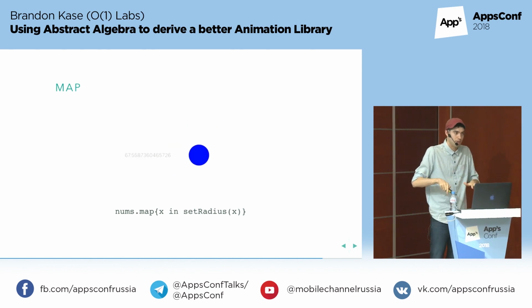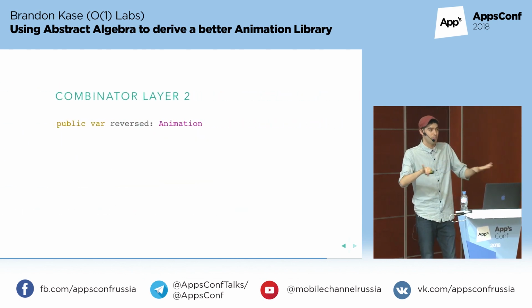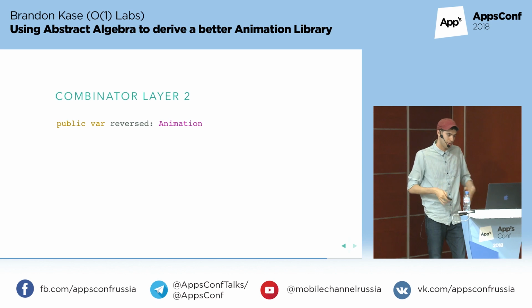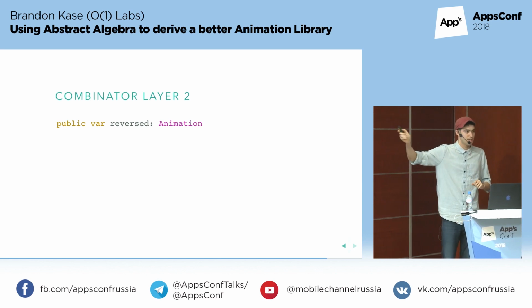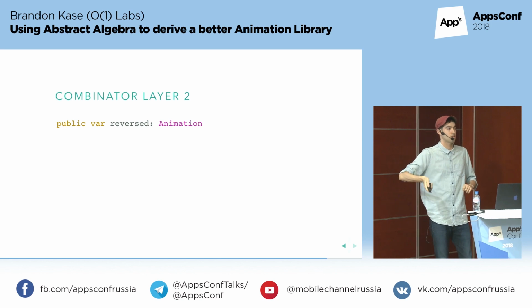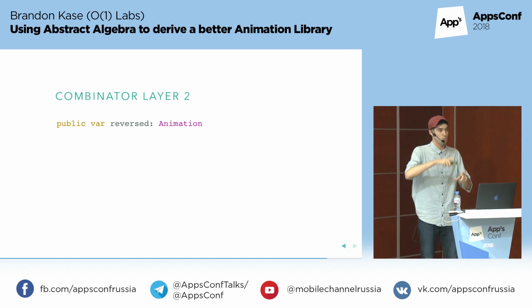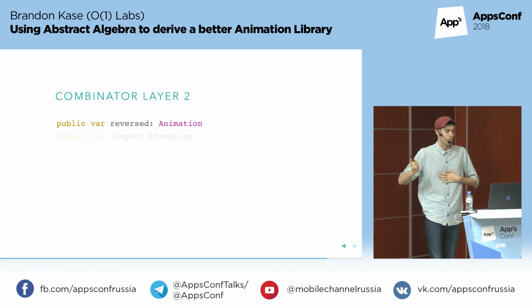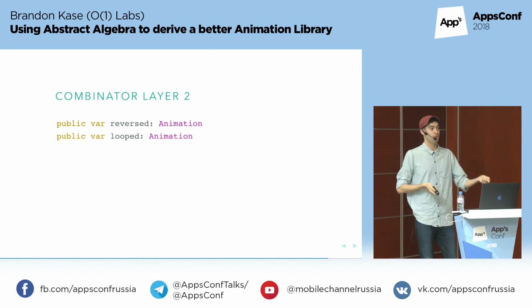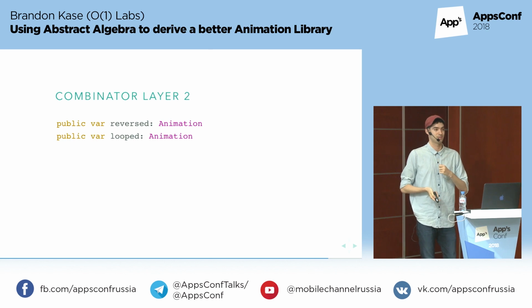And if you build a library like this, you can have a combinator layer that you include in your library. So, for example, we can have a reverse property. What does this do? It gives you back a new animation that just calls the run function with 1 minus the progress. And then it effectively runs backwards. We can loop. How do we loop? We do self times self dot reversed.